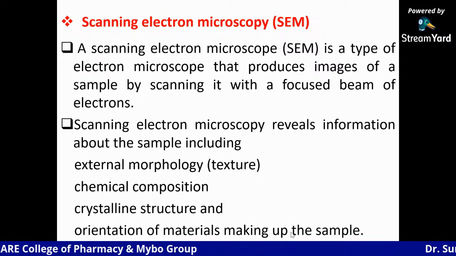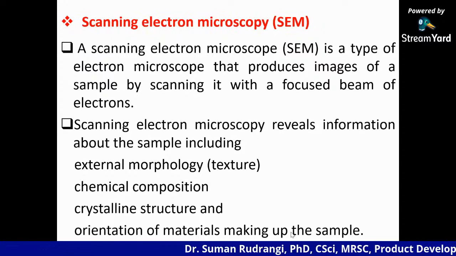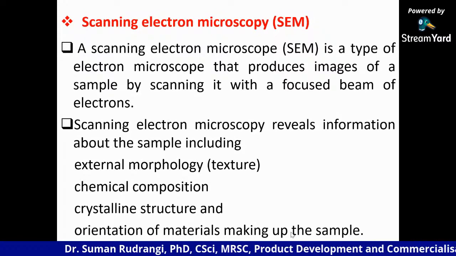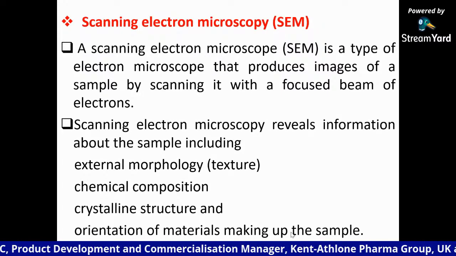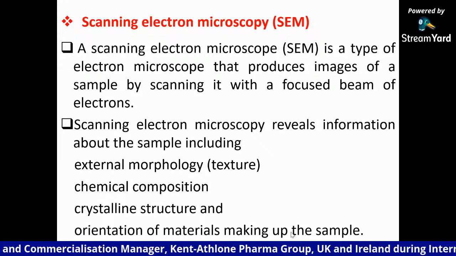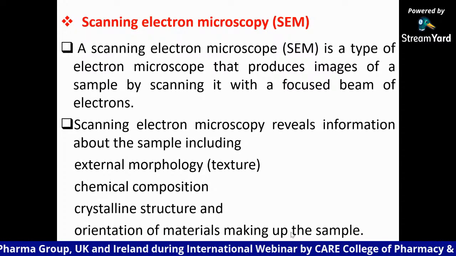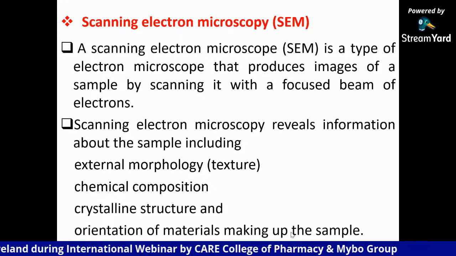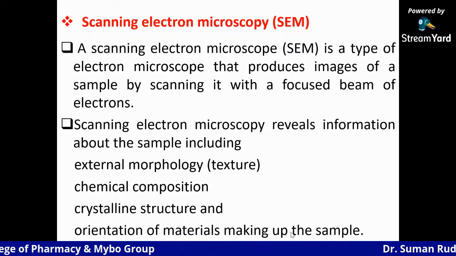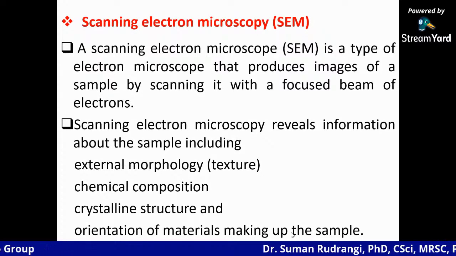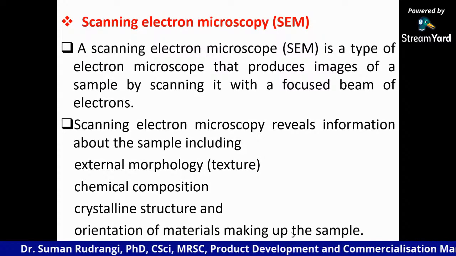So what is scanning electron microscopy? In this, a scanning electron microscope, SEM, is used. This is an electron microscope that produces images of a sample by scanning it with a focused beam of electrons. SEM reveals information about the sample. For example, it can tell about the texture or external morphology, chemical composition, crystalline structure, and orientation of materials that make up the sample.